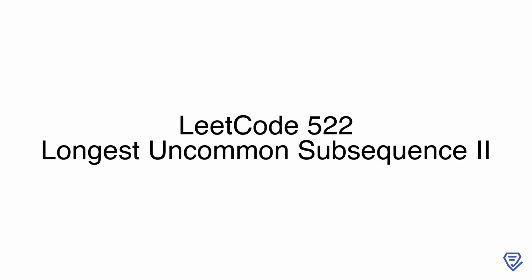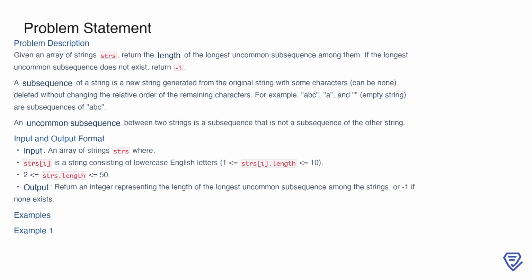Let's get started. In this problem, we are tasked with finding the length of the longest uncommon subsequence from an array of strings called strs. If no such uncommon subsequence exists, we return -1. Now, a subsequence is formed by deleting some characters, possibly none, from a string without changing the order of the remaining characters. For example, from the string ABC, we can form subsequences like ABC, or even an empty string. An uncommon subsequence, on the other hand, is a subsequence of one string that is not a subsequence of any other string in the array.